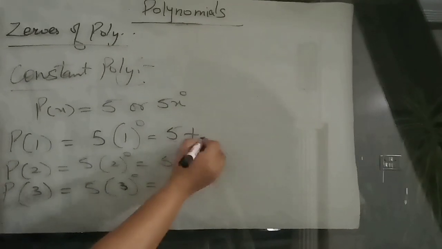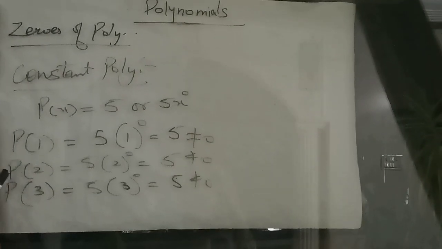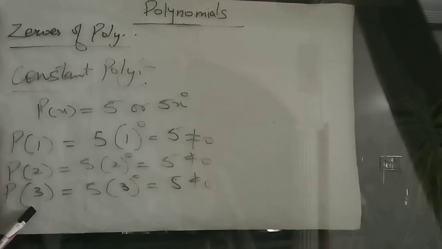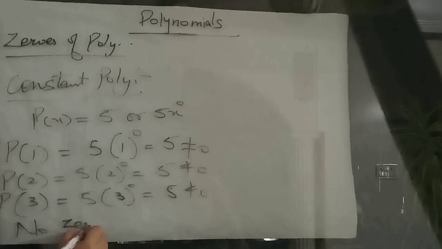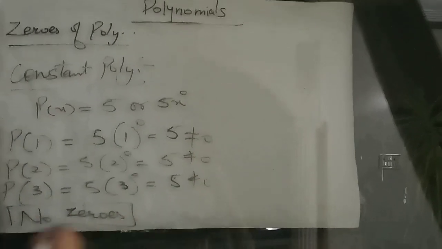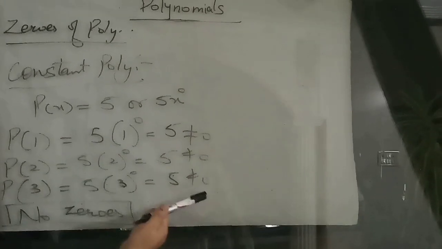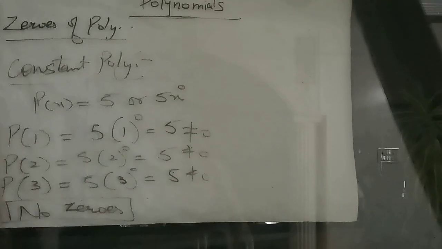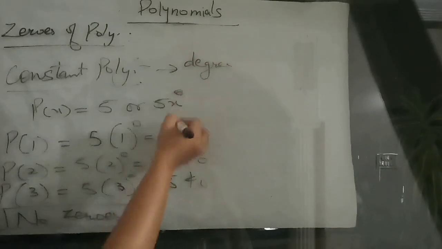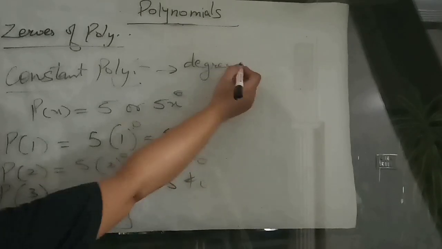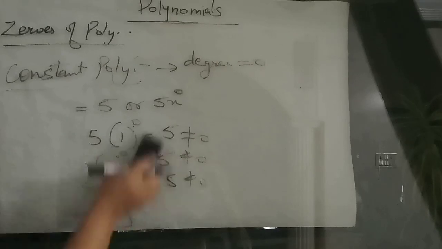So your answers are not equal to 0. Your answers are not becoming zero. It means these are not the zeros of the polynomial. So hence we can say a constant polynomial has no zeros. No number can satisfy it, making your answer 0. Is it right? So it will have no zero. And what is the degree of the constant polynomial? Always see, its degree will be 0. Now take the zero polynomial.